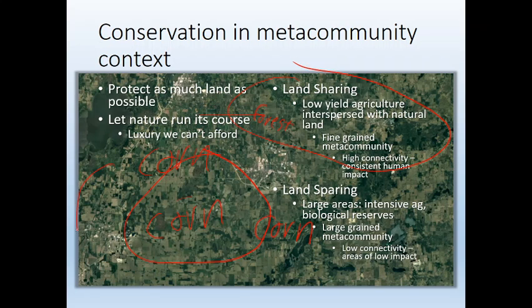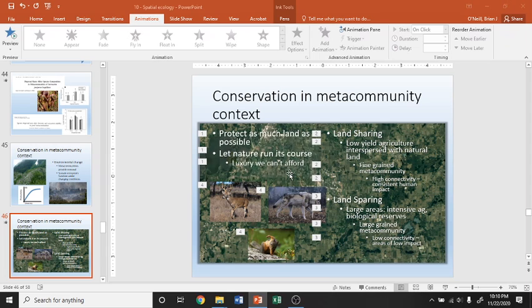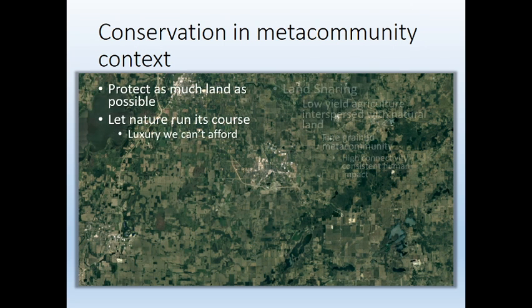If you have another forest over here, a big area of forest, the probability of a species getting from one forest to the other is going to be relatively low. So you have low connectivity, but you also have these bigger areas of low impact. I should have thought ahead of where I was drawing things.